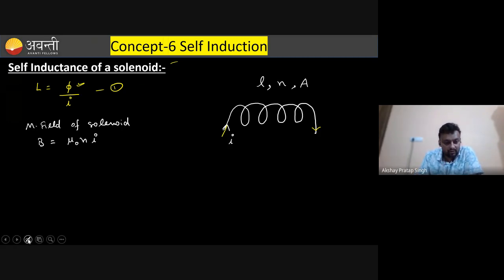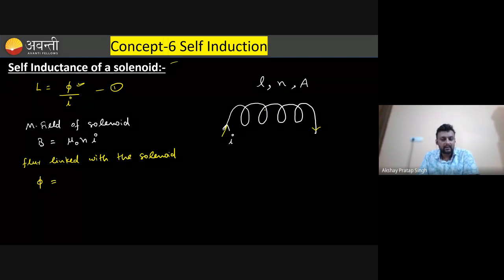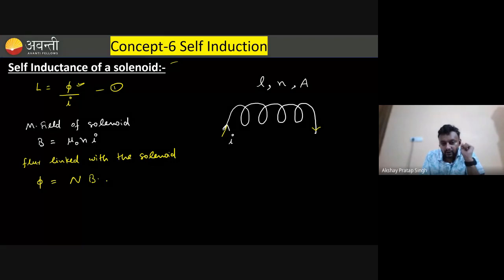Now, the flux linked with the solenoid. You will say the flux will be, how many turns are there? You can say total n number of turns per unit volume are there. How many turns are there? N number of turns per unit volume. Sorry, per unit length. So how many total turns will it become? N into B into A. N is the total number of turns.